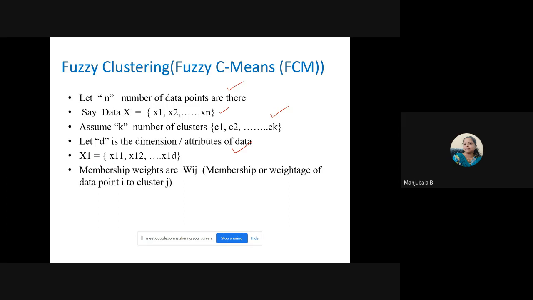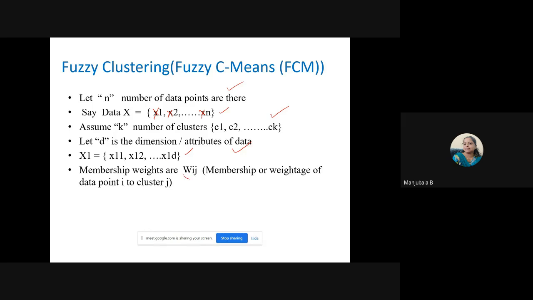So X1 is a data point, represented by x11, x12, up to x1d. Capital X1 up to capital Xn, they all are capital. So with respect to dimension, these are the attributes there. These are the notations we have to follow.